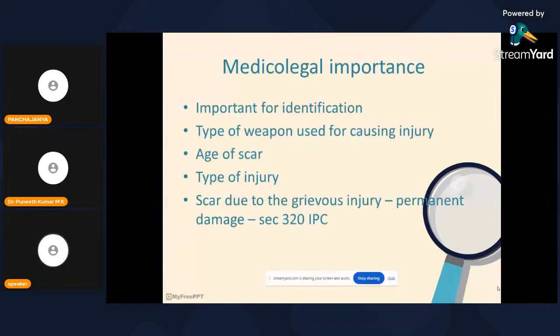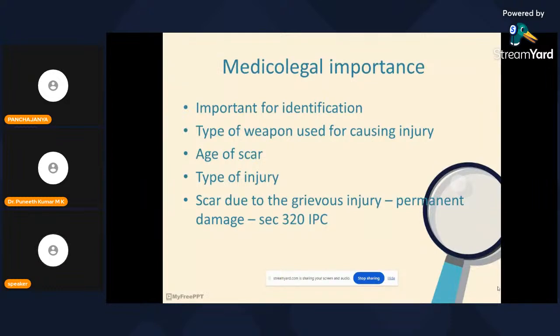By that, we can identify the type of an injury. For example, a lacerated wound will become a scar without any particular shape. Then an incised wound will form a scar of a particular shape. Based on that, the type of injury can be determined. Based on the injury type, the weapon can be detected, that is, which type of weapon has been used.